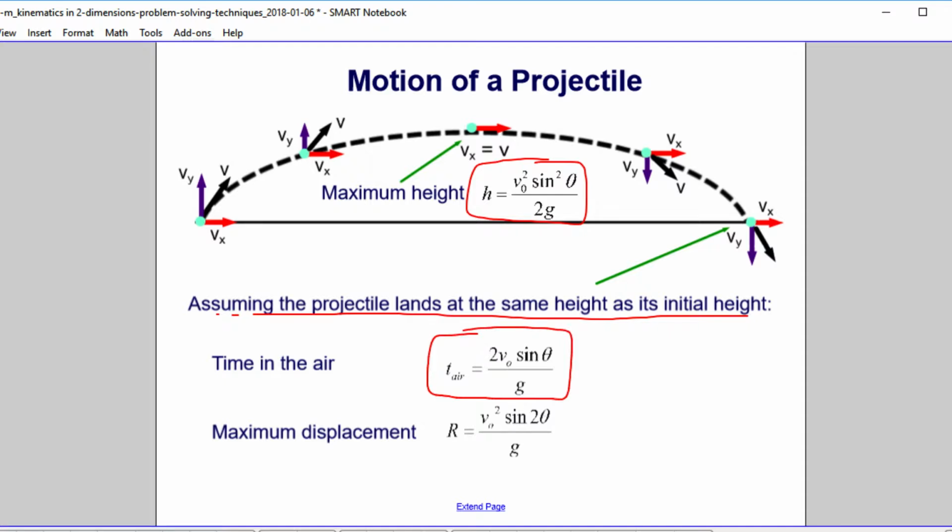And you can see that if you fired at one level here, and let's say instead of landing here, you had a little cliff here so it landed below, this is not true anymore, right? Because the time just takes you to this point. So you have to use the second kinematics equation to figure out how long it takes to get there. And then of course that would also change your maximum displacement. But these equations will work when you shoot it off at one height and land at the same height.